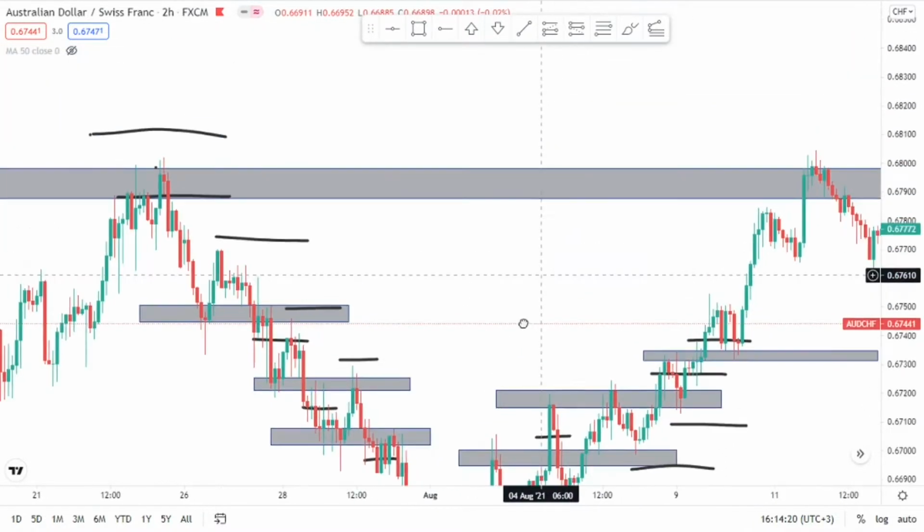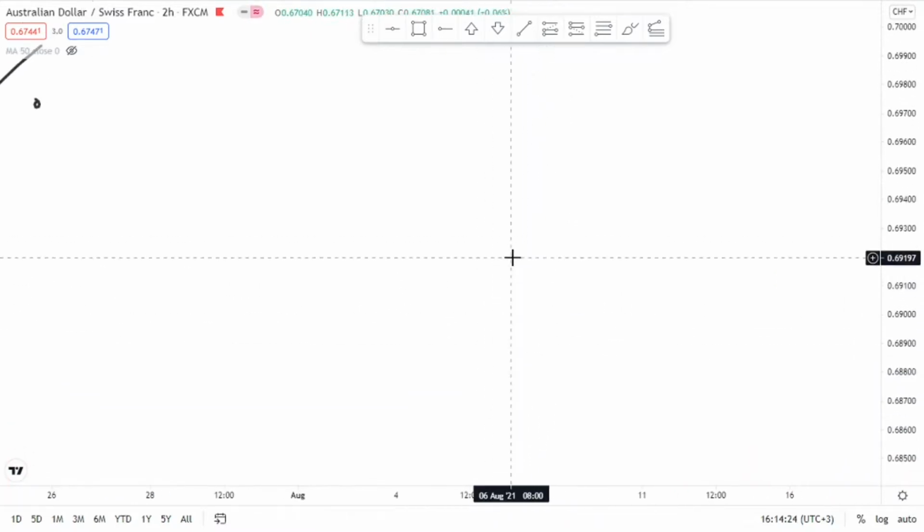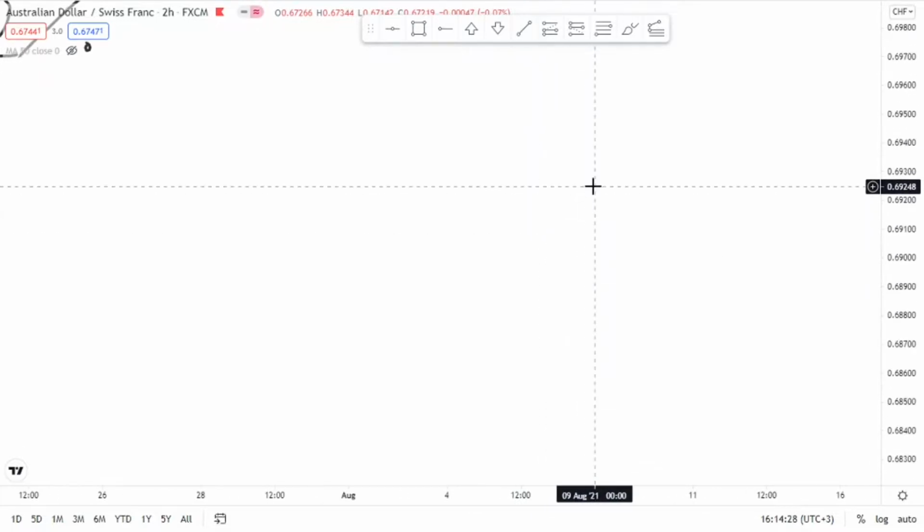So now that we know how to scale in, there is also something of very much importance that you really have to know, and that has to do with risk management.